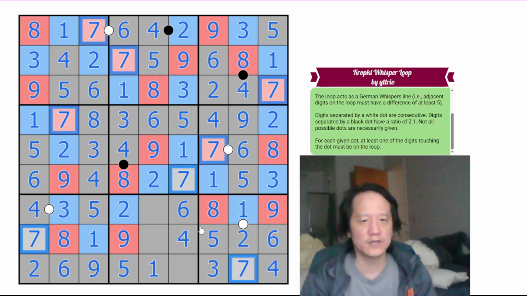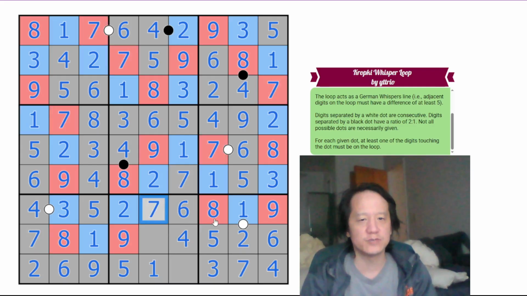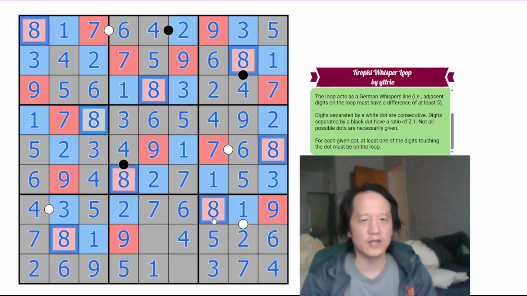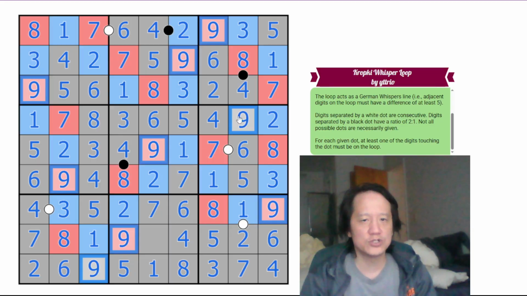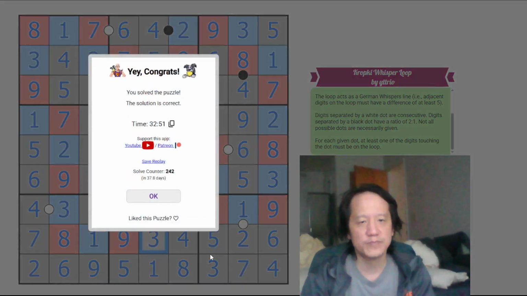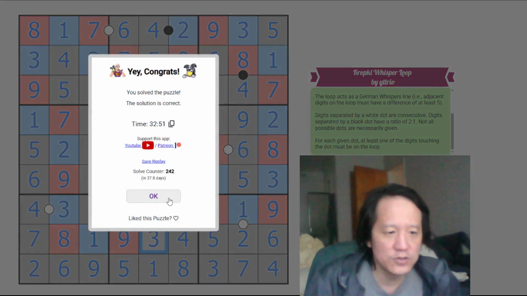We have 8 7s now. We know where the last 7 has to be. It has to be there. 8s. We have 8 8s. We know where the last 8 has to be. It has to be there. 9s. We should have all of them, I believe. And that leaves this digit as a 3. And that's a solution.